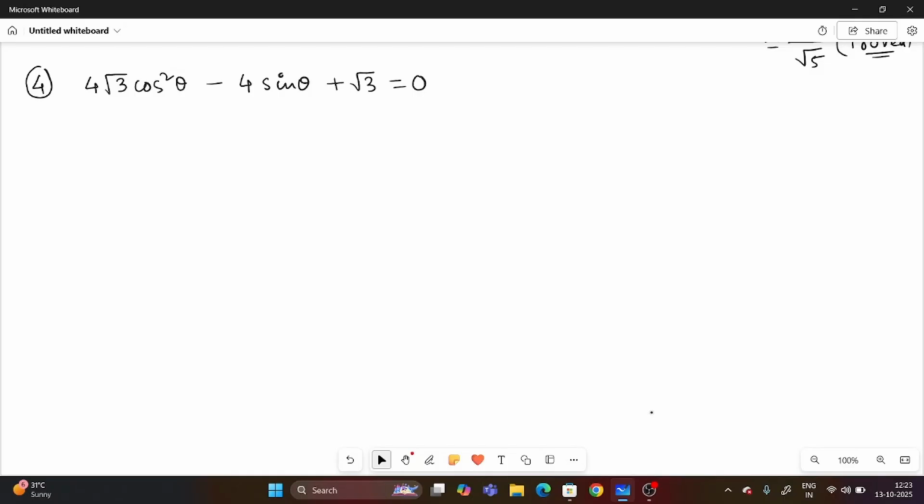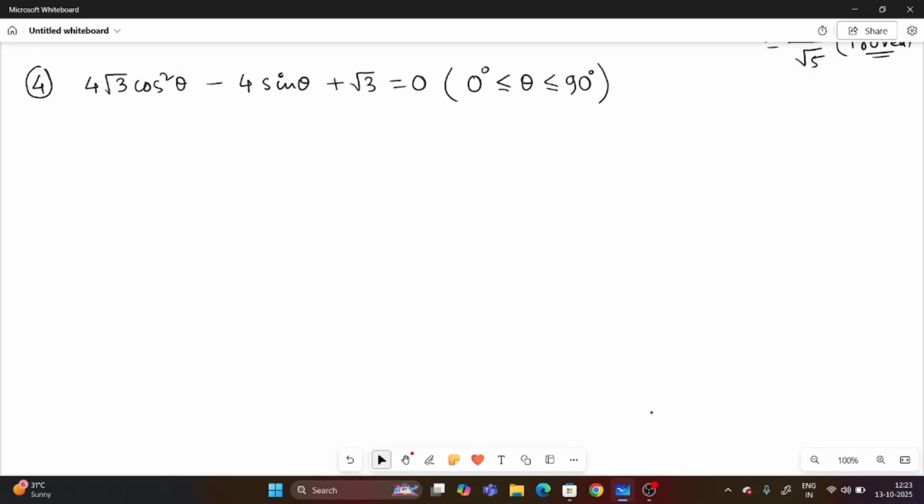That means we have to find all possible values of theta which can satisfy this given equation, where a restriction is given that theta lies between 0 to 90 degree. That means theta is an acute angle. So how can we solve this type of trigonometric equation?